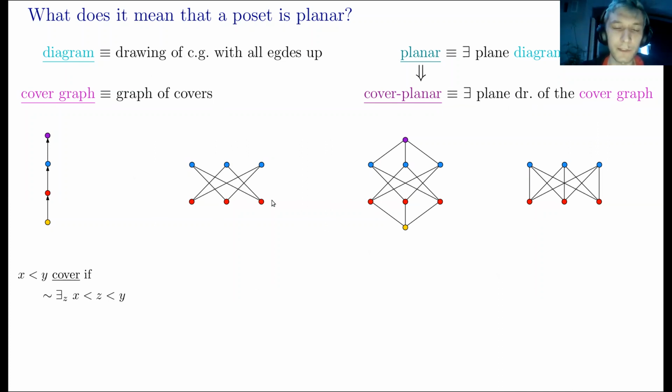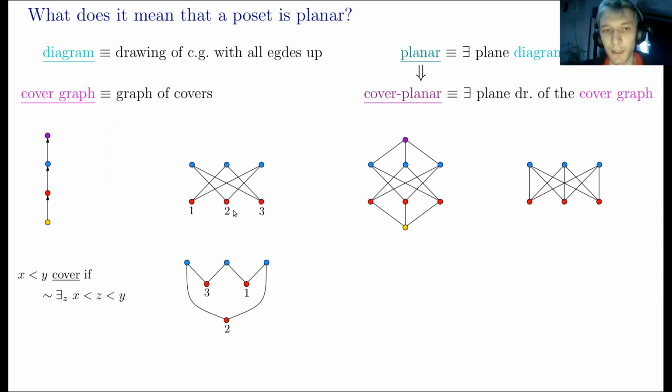Okay, and now let us move on to this first example. So I can redraw this poset, still preserving being a diagram, so still having all edges going up, in such a way that no two edges cross. So I moved this 3 here, I moved this 1 here, and I moved this 2 a little bit down, and I get a planar drawing with all edges going up of the same poset.